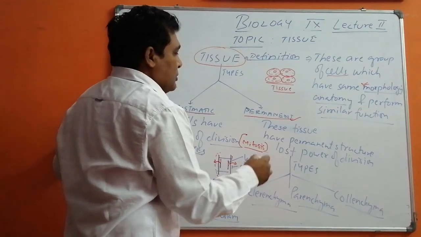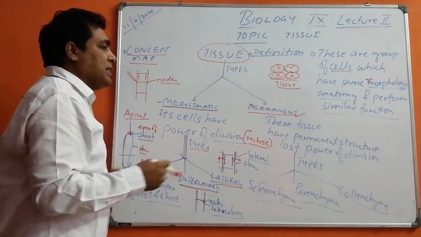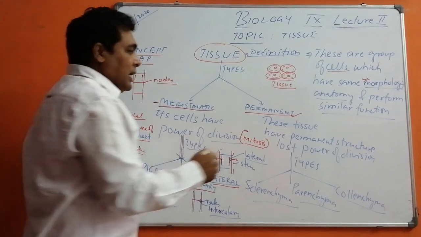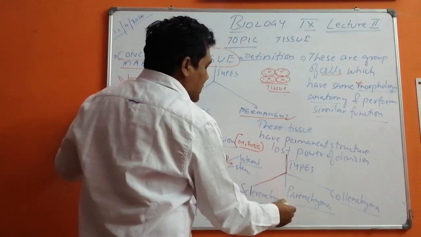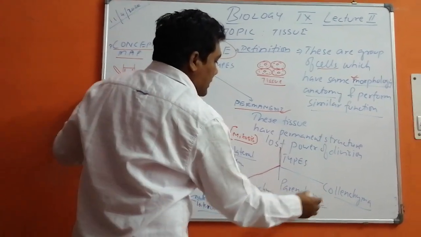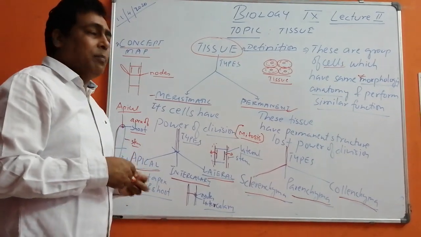Now coming to the permanent tissues. What are permanent tissues? Permanent tissues are the tissues which have lost their power of division and they do a particular function. First is your sclerenchyma, second is your parenchyma, third is your collenchyma. We will learn about them in the later part.